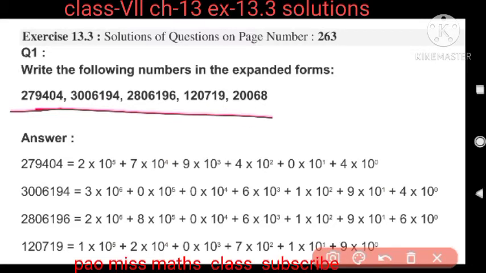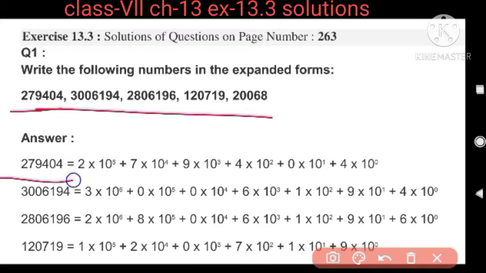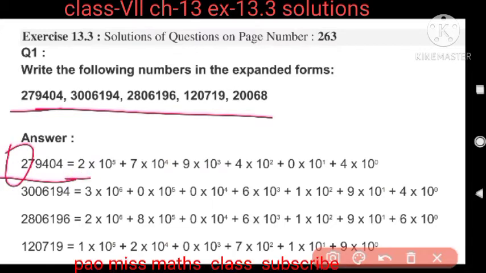So we have learned how to write expanded form in class 4 also, isn't it? Since class 4 we have learned how to write in expanded form, but again I will revise, I will recall how to write this. So first one is given 2,79,404. So what is the first digit here? 2. So you will write 2 and multiply with what?